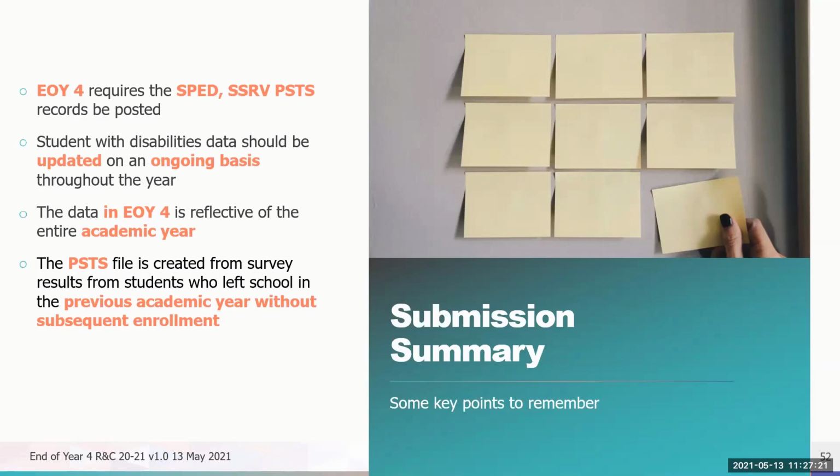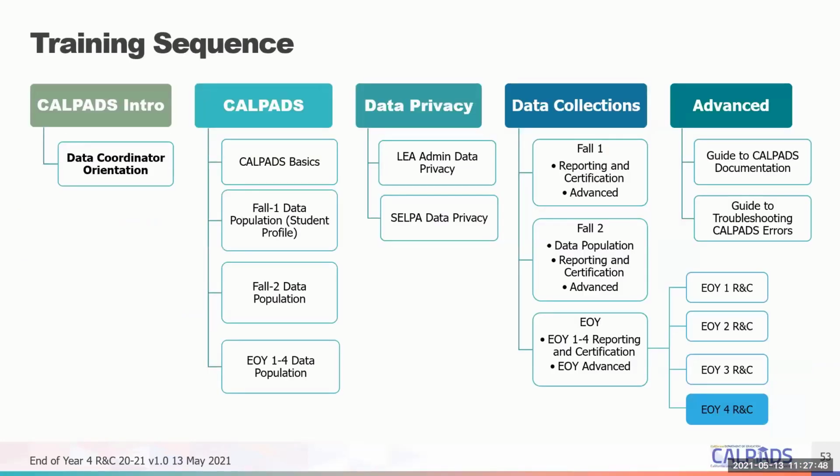Those that submit special education data have been doing the post-secondary survey for years, right? And so this is not new to them, but we want to be clear, these are not for students in transition services, right? These are students who have left the previous academic year. There is no subsequent enrollment, right? So they're just completely done with secondary education. And so this is end of year 4, RNC.